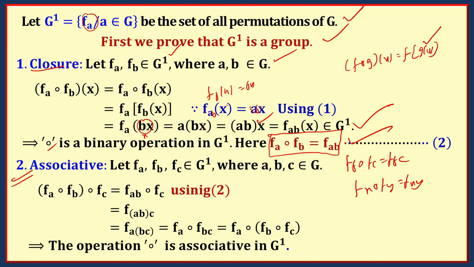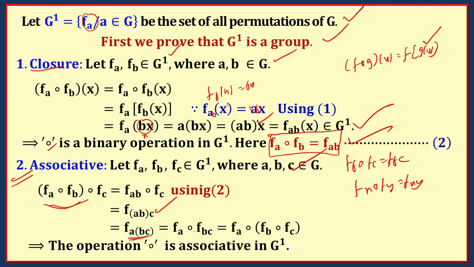Second one, associative. Take three permutations f_a, f_b, f_c belonging to G', where a, b, c belong to G. Now consider f_a circle f_b circle f_c. First we perform on f_a circle f_b using 2: f_a circle f_b is f_ab. Now applying f_ab circle f_c gives f_abc. By using associativity, change the bracket: a(bc), so abc is a into bc. This is f_a circle f_bc.